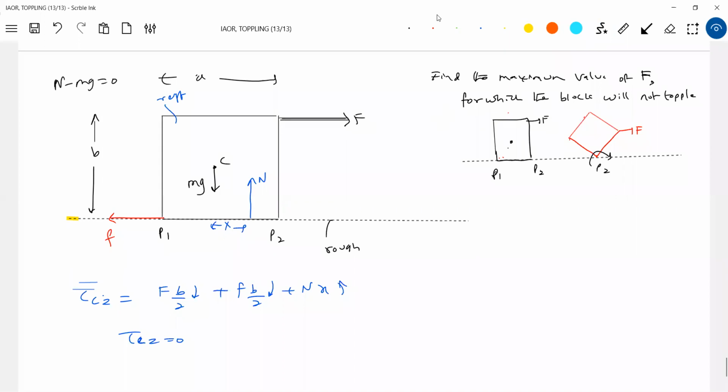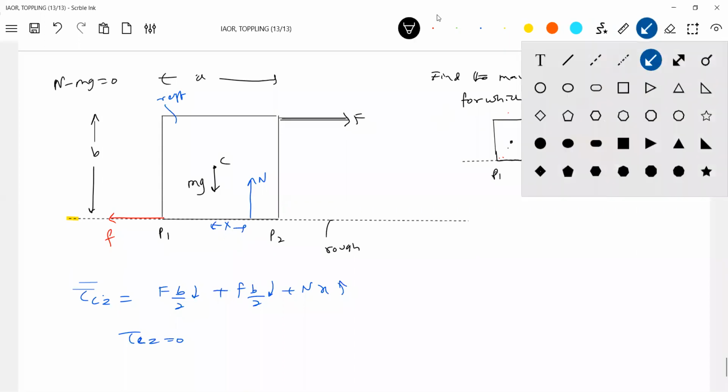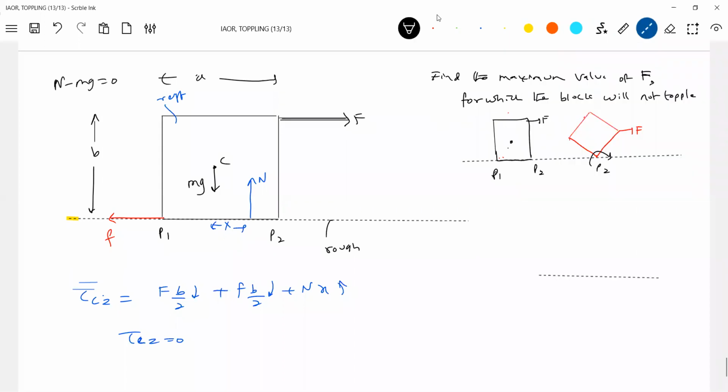Sir, what's wrong if you assume x equals a by 2? Is it possible? If you prove this, you'll get a Nobel Prize. Is it possible for the normal contact to act here? This should not happen, no? So what is the maximum permitted value of x? It should be a by 2. You cannot show N acting somewhere beyond here. At the most, it can shift till here.